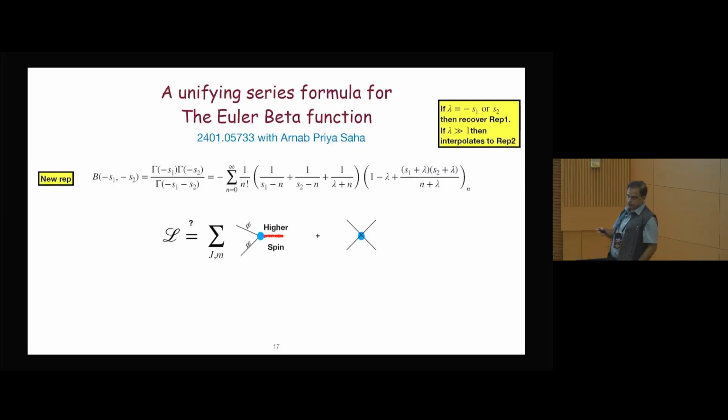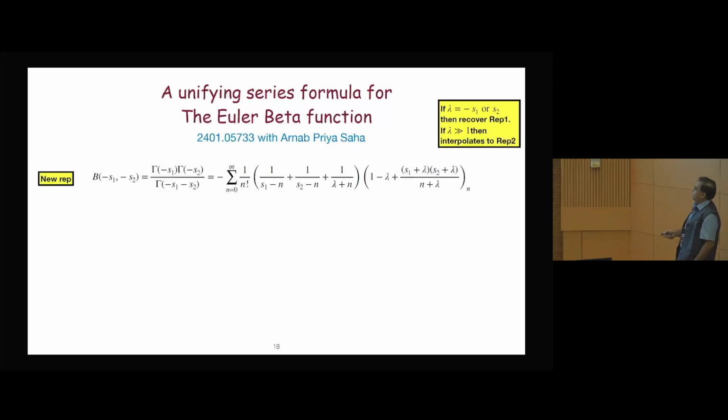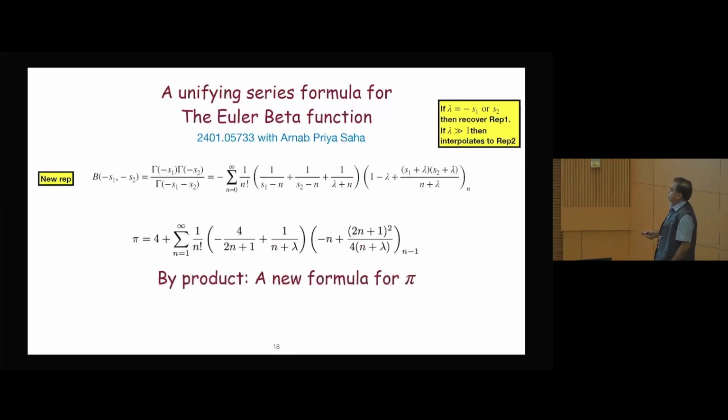So this gives you a feel that you are allowed to truncate and still capture all the essential features of the string amplitude. So you should be able to write down an effective action of this kind. And the other advantage is that, as I told you, you get a new formula for pi, which looks like this.